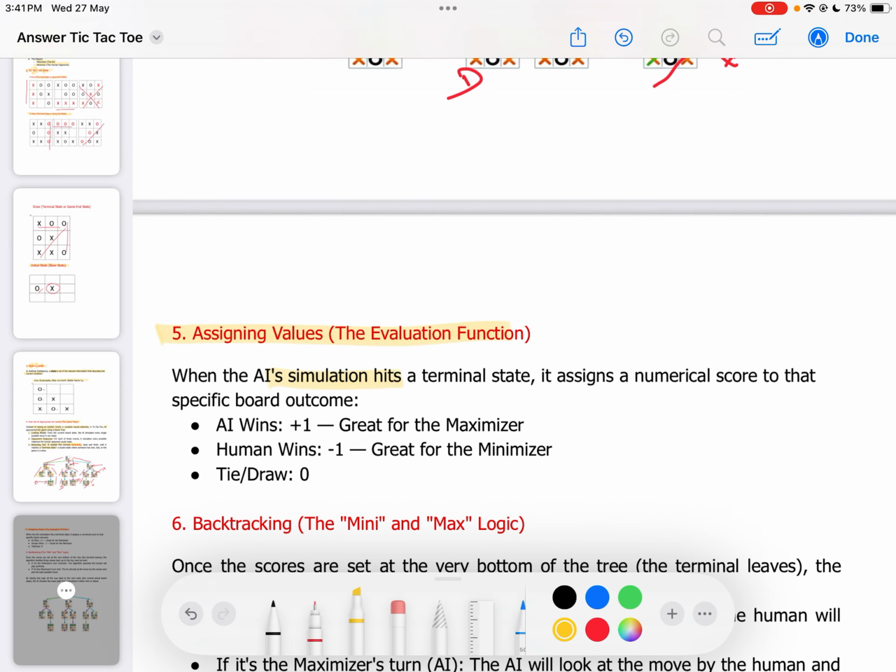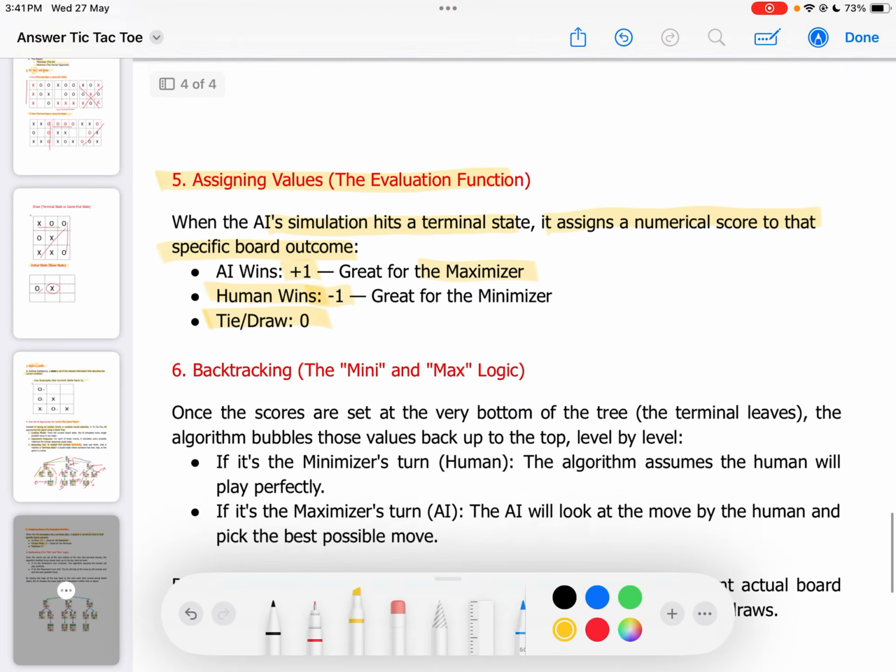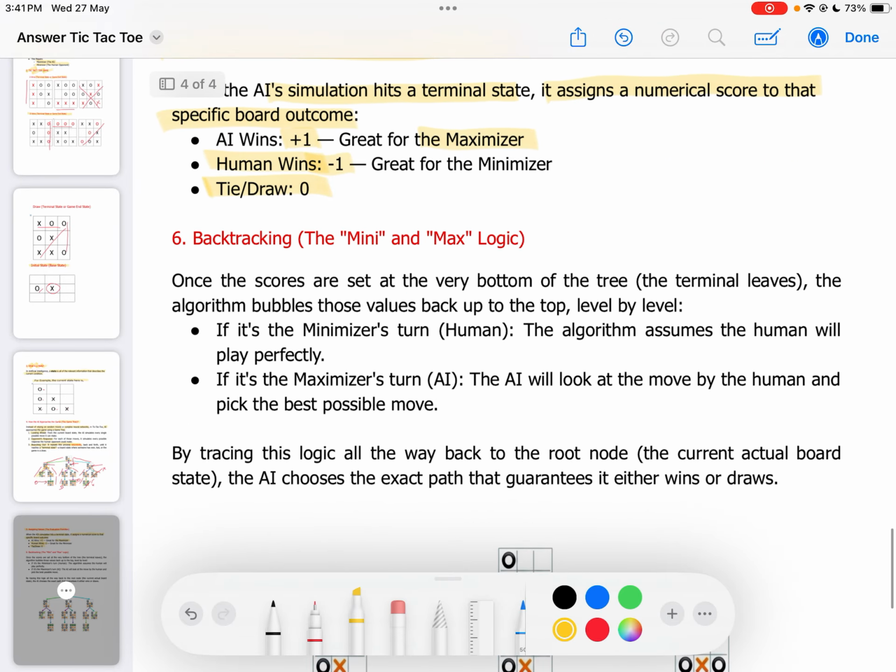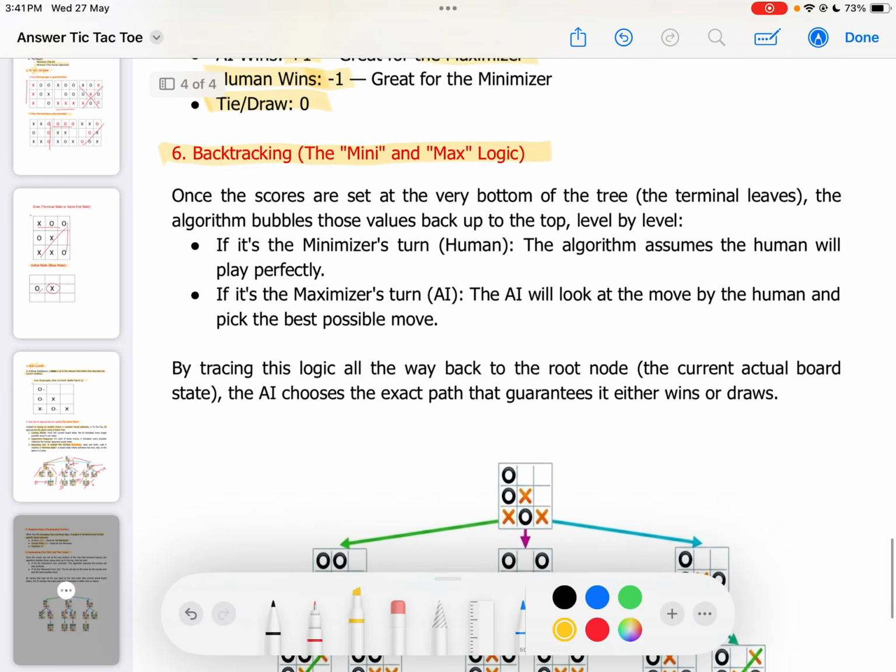In simulation it thinks ahead and assigns a numerical score to the specific outcome: plus 1 if AI is gaining, minus 1 if the human is gaining, 0 if it's a draw. Now this is an important step, backtracking. The MiniMax logic actually comes and works at this place.